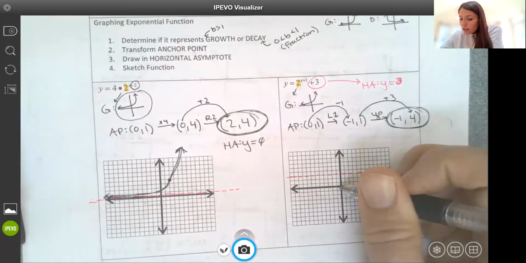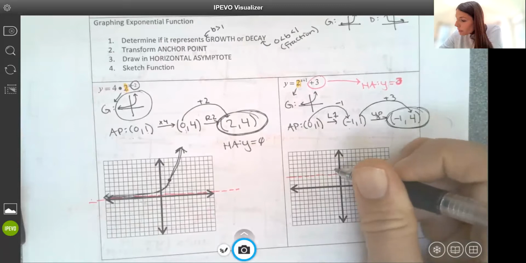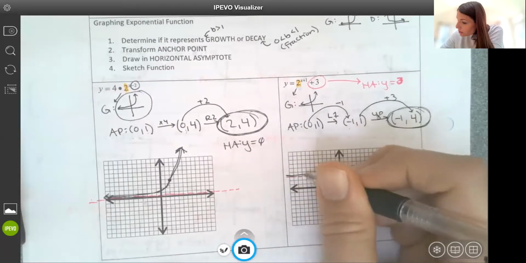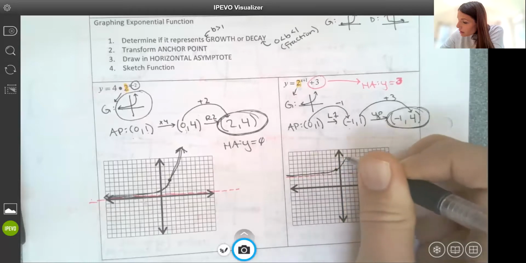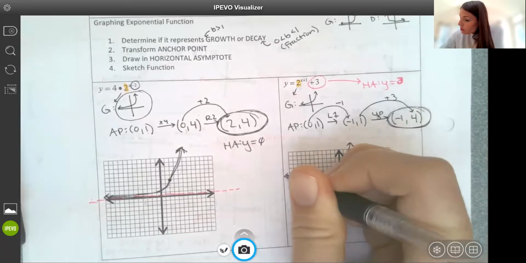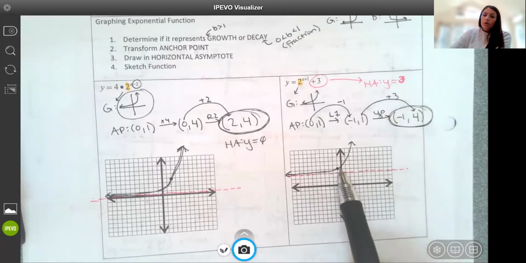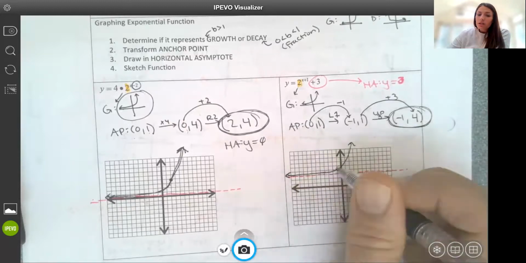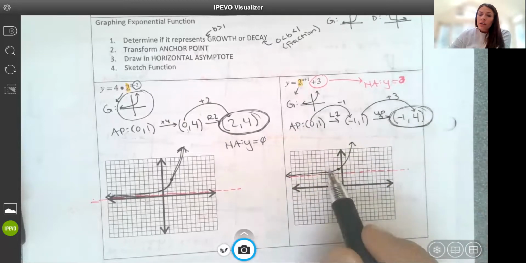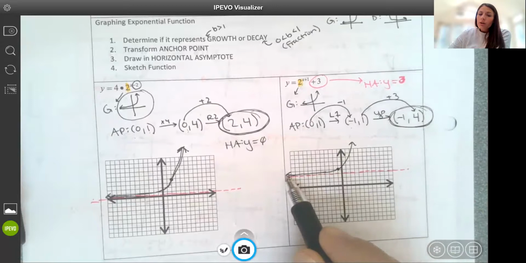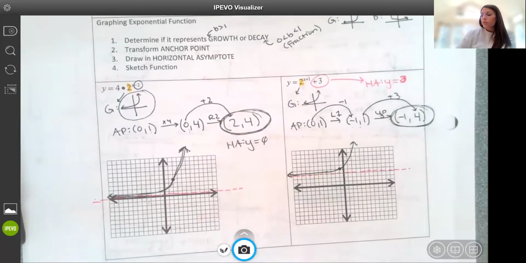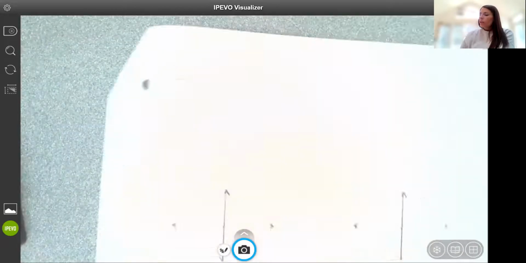My anchor point is at -1, 4. And I know the shape of my graph is growth. So I'll do the best I can, drawing that shape in, going through my anchor point, approaching that asymptote. And again, I shouldn't be drawing it in and it's crossing underneath that asymptote. That's going to be an incorrect graph, okay? It's approaching that line y equals 3 through that anchor point and then exponential growth, okay? Okay, let's flip this over.